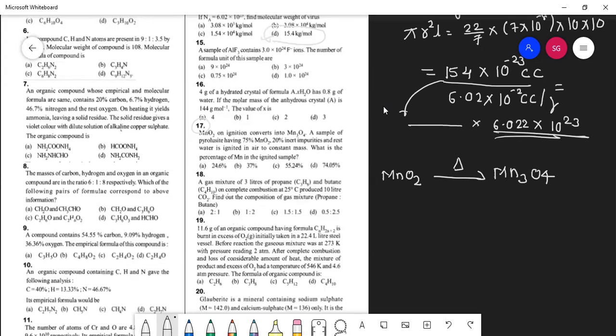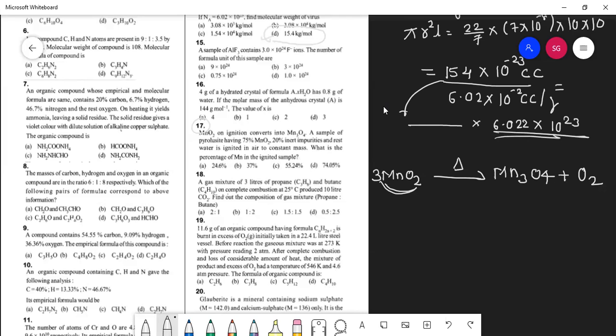So we need to balance it. So I'll write here 3. Here oxygen is 4, and here how many oxygens are there? 6, so plus O2. Is it balanced? Yes, the reaction is balanced.